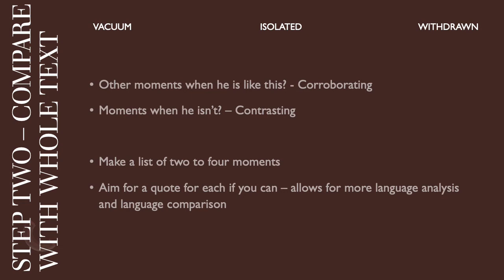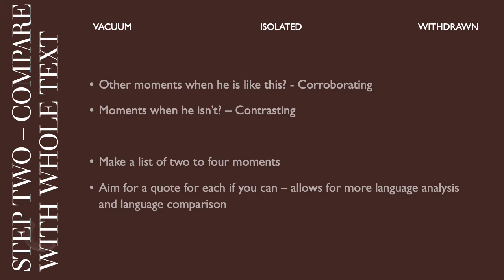So look at your words that you've chosen. So I've chosen vacuum, isolated and withdrawn. What you need to do is make notes of other moments when the character is like this. So corroborating moments when Scrooge is either shown to be in a vacuum, where he's shown to be isolated, or where he's shown to be withdrawn, and make a few notes on those, bullet point them. And then I need to think about, are there any moments when he isn't like this? So where are the contrasting moments in the rest of the novel?